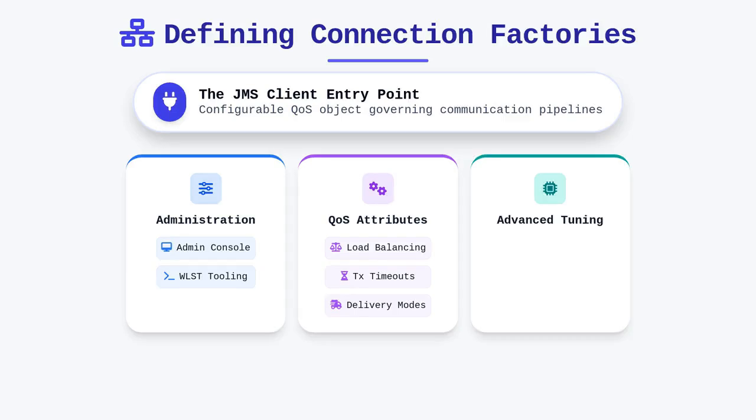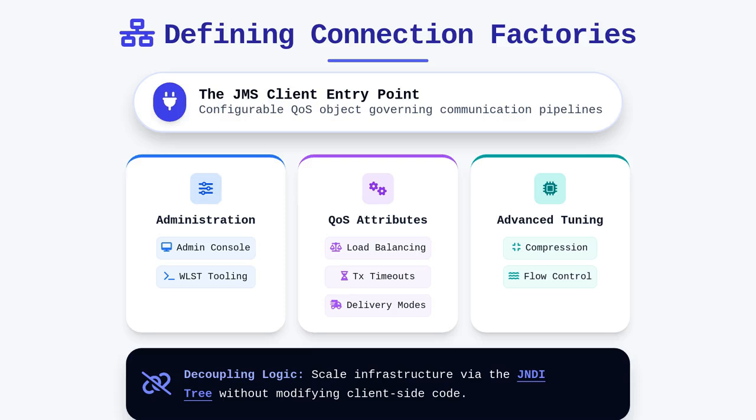If you require clients to use specific compression levels or custom flow control mechanisms, you adjust these properties on the connection factory object itself. Properly tuned factories are the primary mechanism for decoupling production code from the underlying messaging topology, allowing you to scale your application infrastructure without modifying client-side logic. Every client that requests a connection from the JNDI tree receives an instance based on these definitions, which ensures consistent behavior across your entire enterprise deployment.